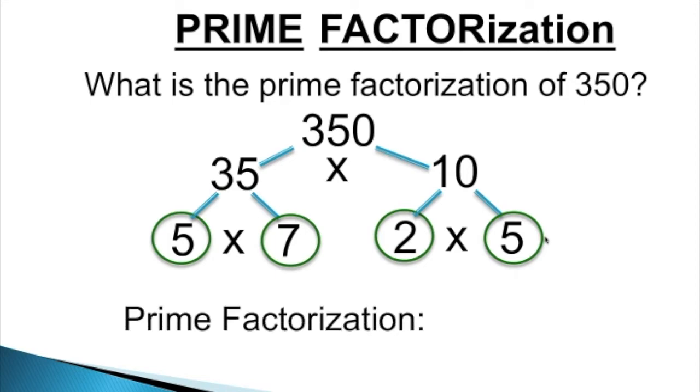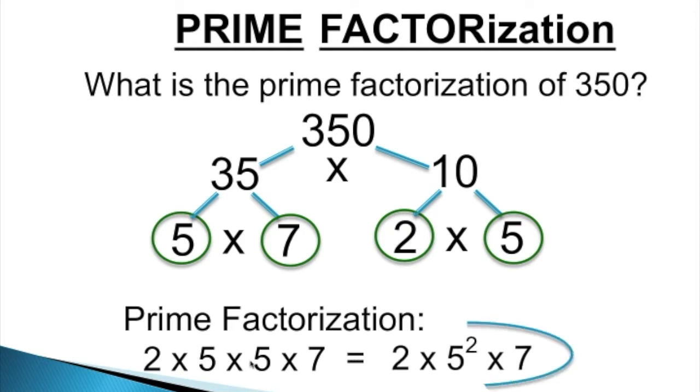So our prime factorization is going to be what? Well, remember, I like to start from the lower numbers, so we'll start with 2 and then end with 7, and just list our numbers. So we've got 2 times 5 times 5 times 7. And is there any way to rewrite this using exponents? Yeah, because 5 times 5 is 5 to the second. So let's rewrite that, and our final answer is going to be 2 times 5 to the second times 7.